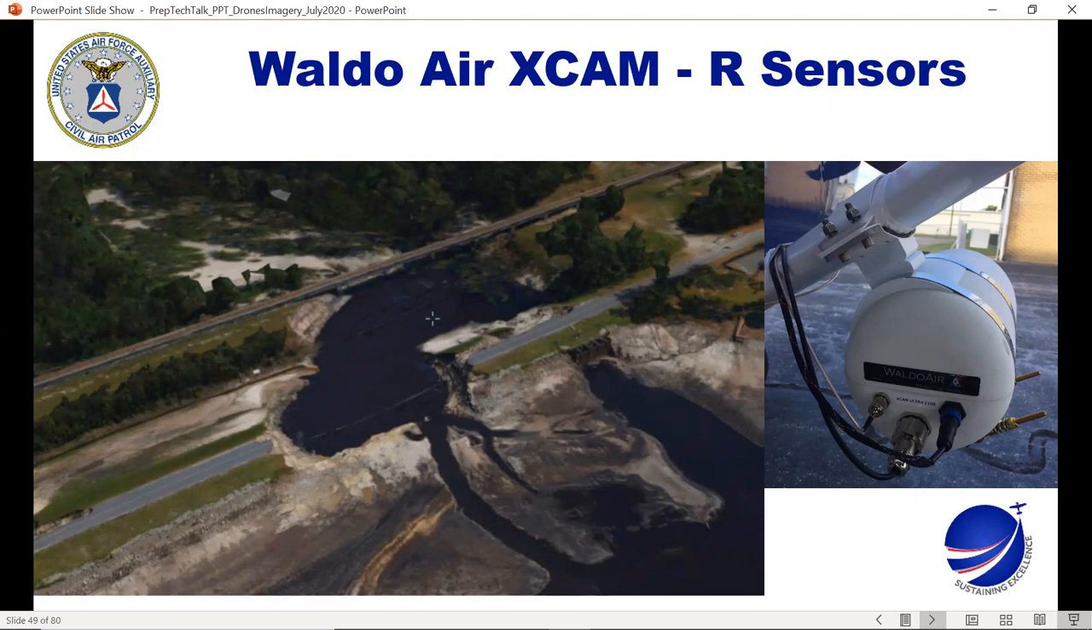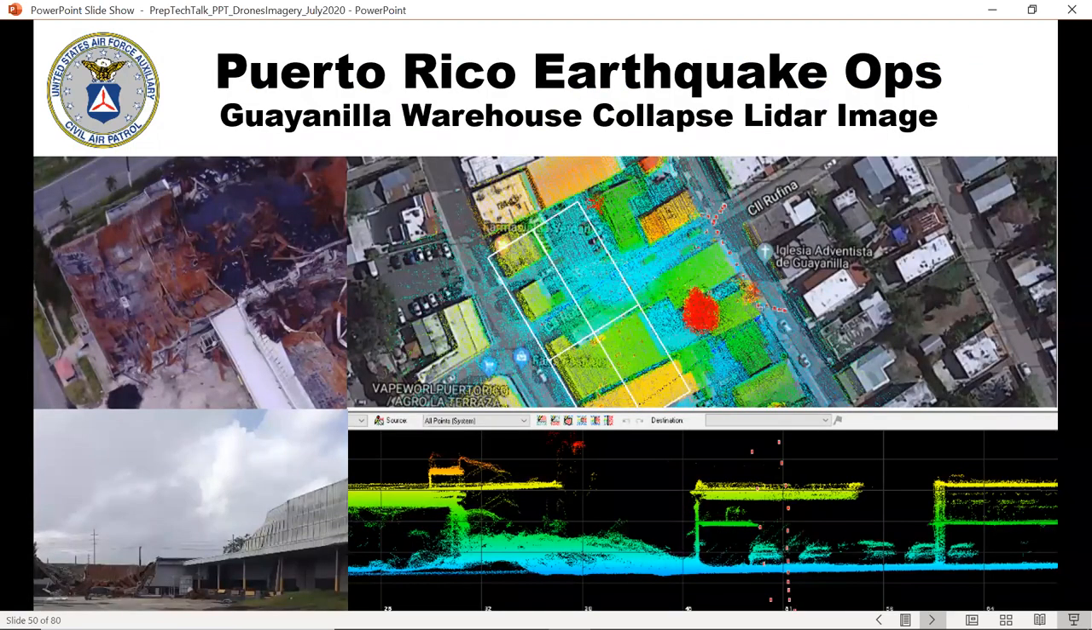Next picture, please. In Puerto Rico, we deployed for the first time LIDAR sensors. And using these LIDAR sensors, we were able to map areas post-earthquake that had already been subjected to LIDAR sensing from traditional aircraft and from satellites, both pre-Hurricane Maria, post-Hurricane Maria, and now we're doing this post-earthquake.